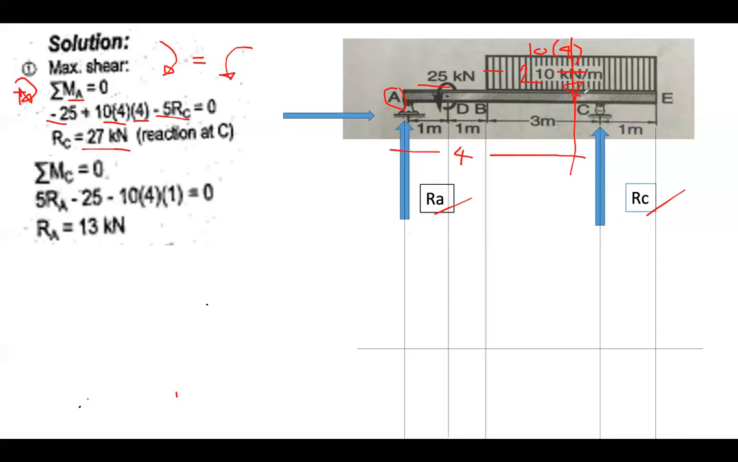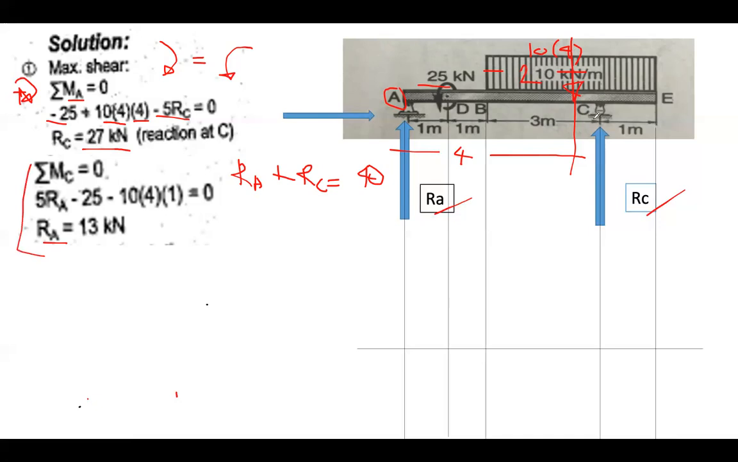Now, taking moment at C, we can also compute RA, but we can also have this summation of forces, RA plus RC is just equal to the vertical load, which is just 40. 10 times 4 is 40. So if your RC is 27, it follows that RA is 13. So in other words, this calculation is correct.